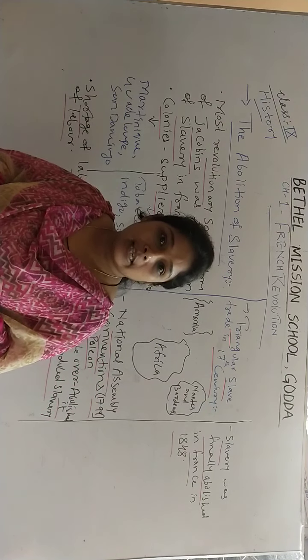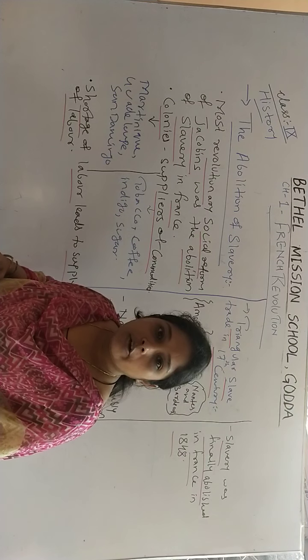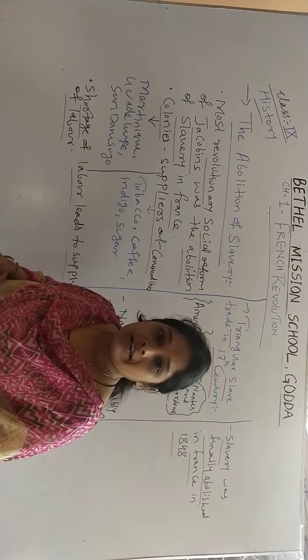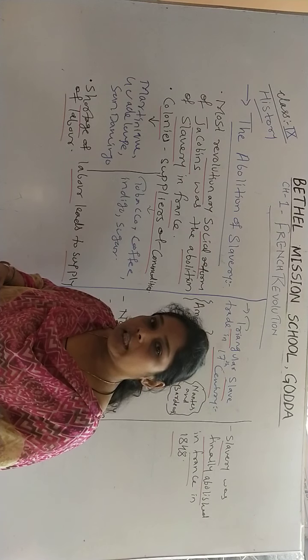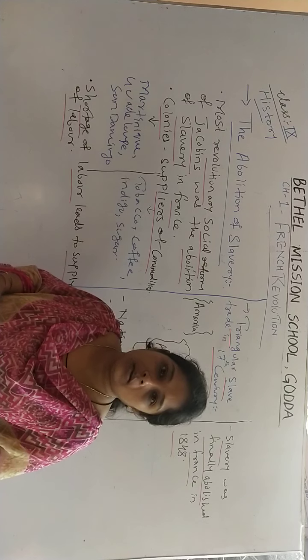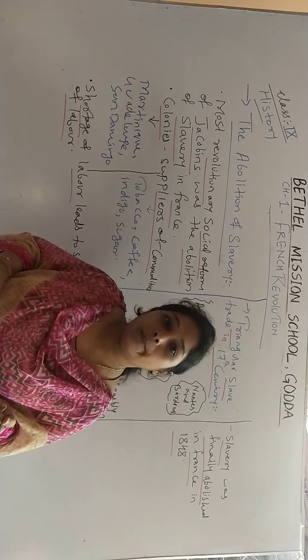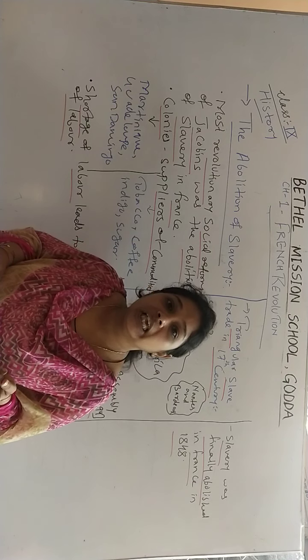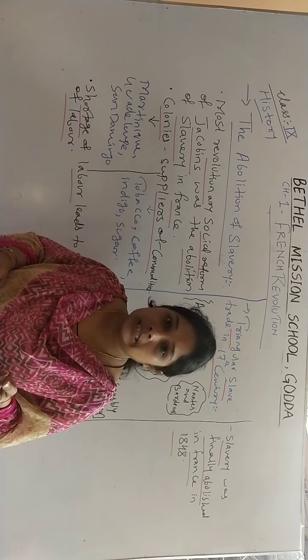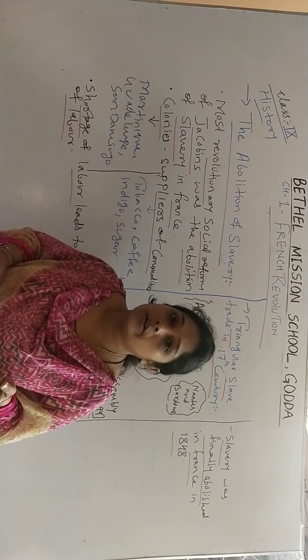Today we are in the next session of class 9 history, chapter 1, French Revolution. In our last sessions, we have seen that in France there is social and economic inequality. And to fight with this social and economic inequality and to fight with the king monarch, the people of the third estate started the revolution, which is called the French Revolution.